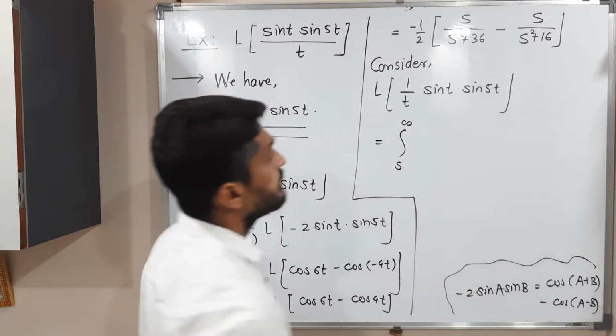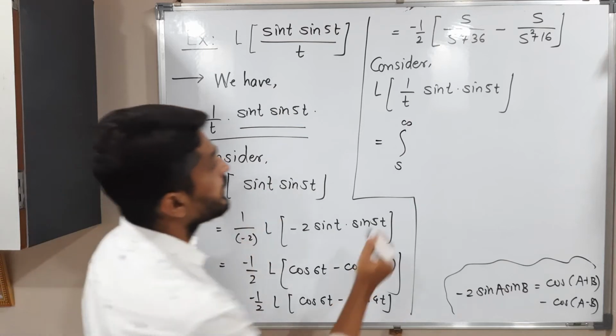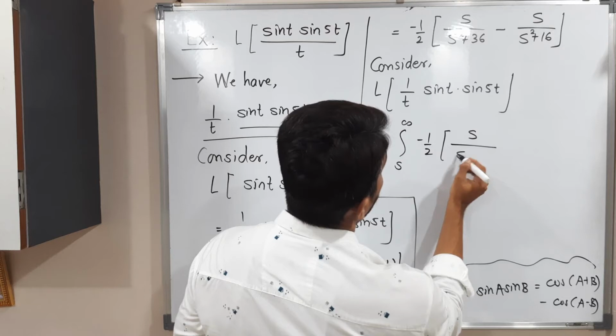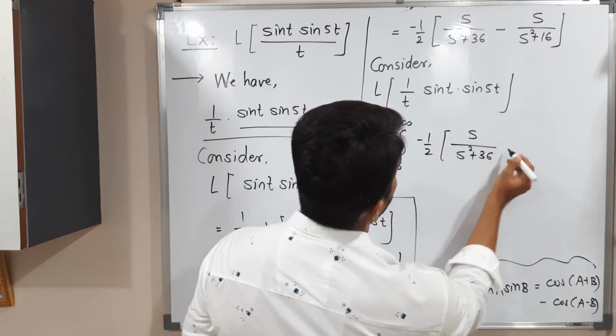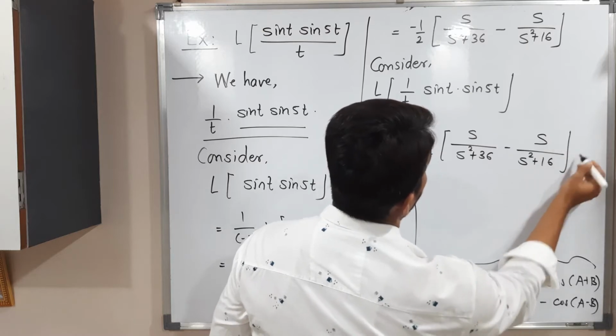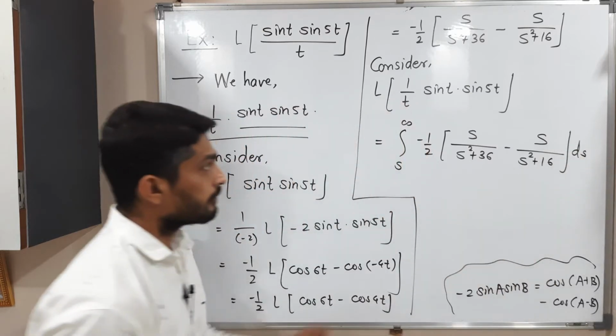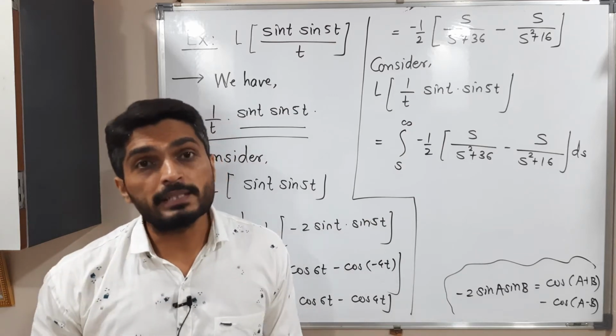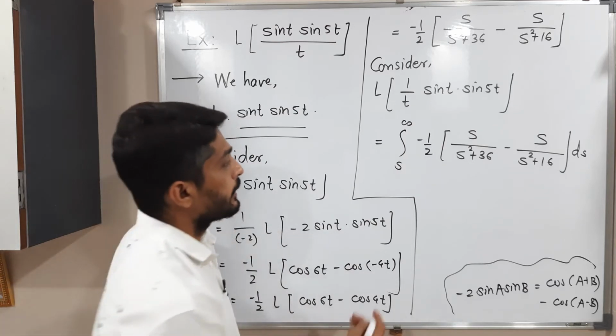Integration of Laplace of neighboring function, which we have already calculated. It is minus 1 by 2 s upon s square plus 36 minus s upon s square plus 60. Okay, so we have to integrate now. So that minus 1 by 2 is constant, and when we integrate, we always take constants outside. So let me do that.